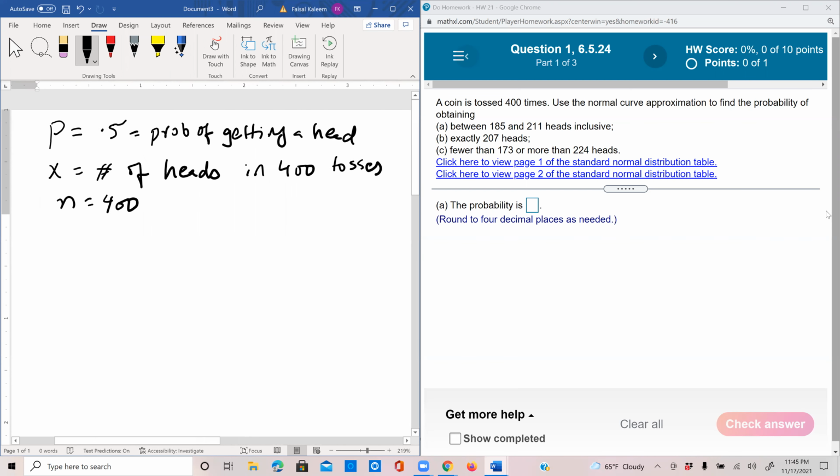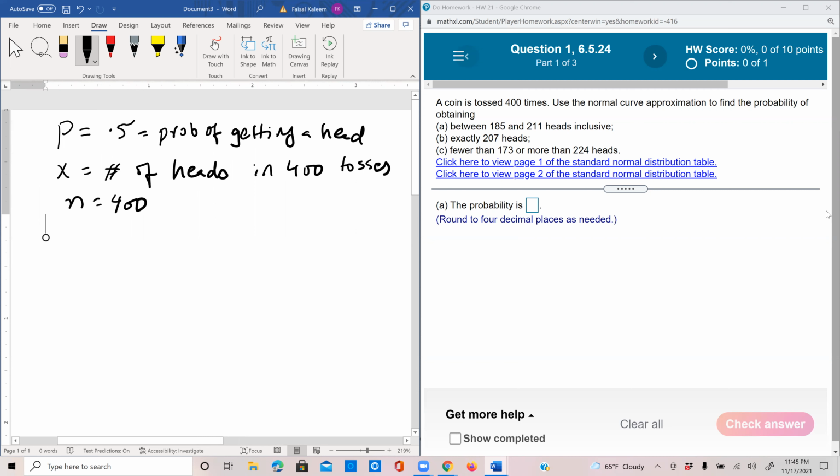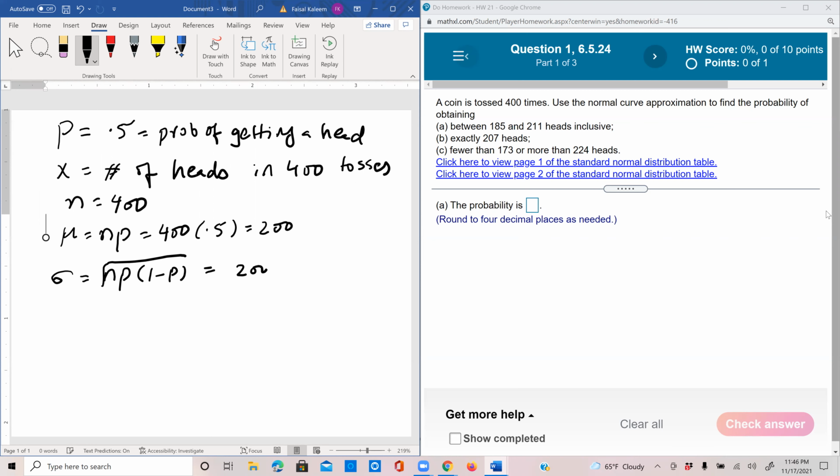And we know that the mean of the binomial equals np. So that'd be 400 times 0.5, which equals 200. And the standard deviation for binomial is the square root of np times 1 minus p. So that would be 200 times 1 minus 0.5, so that's 100, so the standard deviation is 10. These are the mean and standard deviation which we will use for the normal variable.